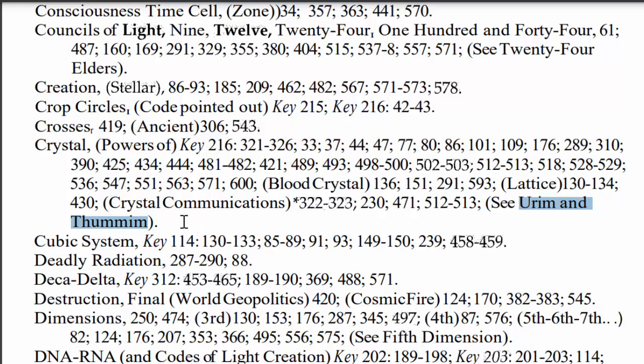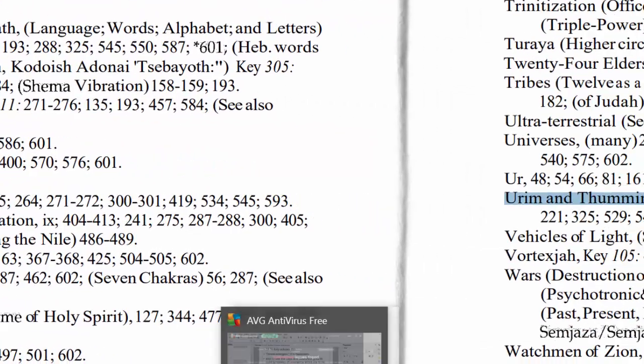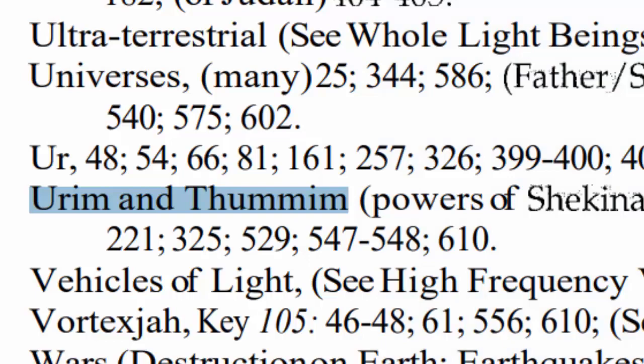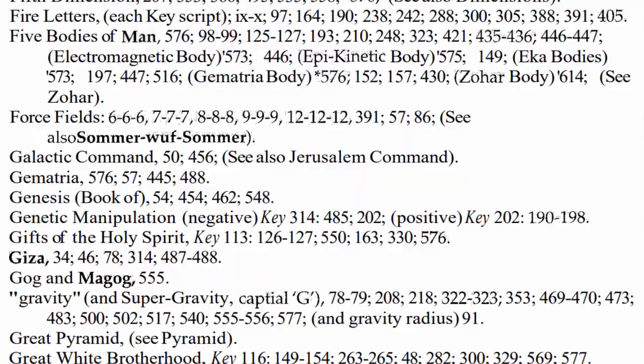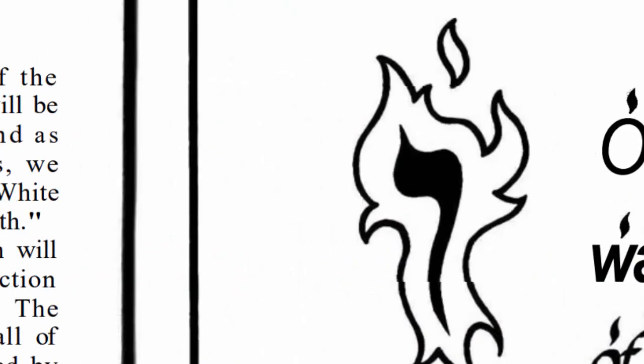The next time we see it was down here when it's talking about crystal powers, or the powers of crystals. There's a lot of crystals, including blood crystals. But anyway, who knew that crystals really had some power in them? Your people have been playing with these things for years. But down here, this is kind of in the index, I believe, where it says the Urim and the Thummim, it says powers of Shekinah attunement. So I found that interesting. All right, so we're going to take these in order.